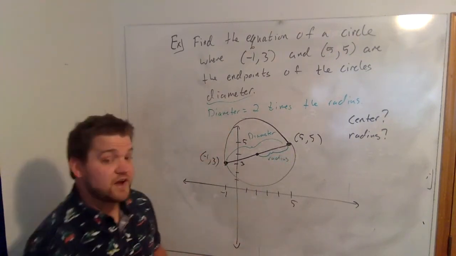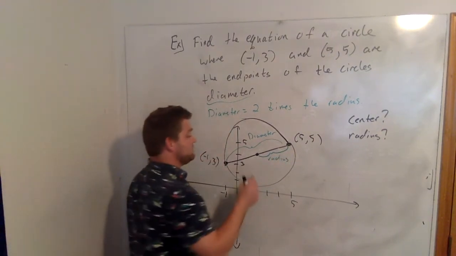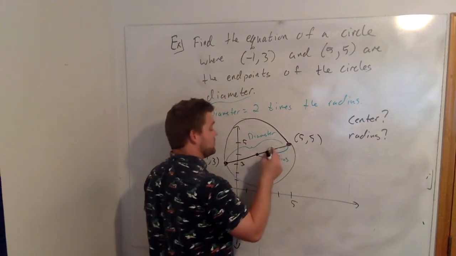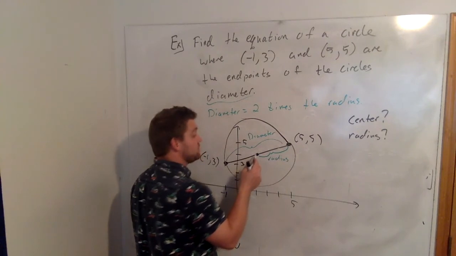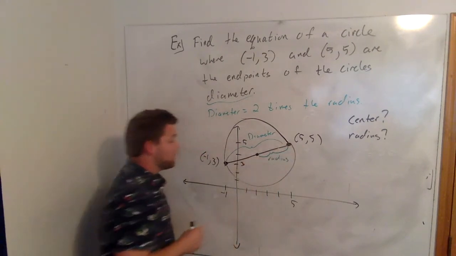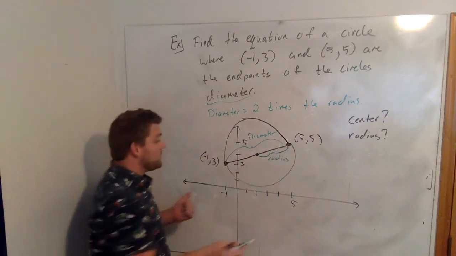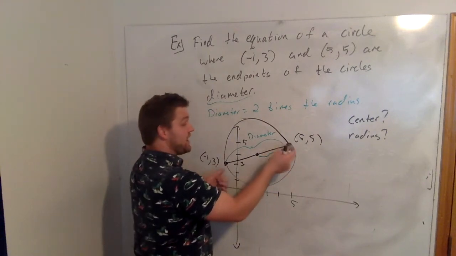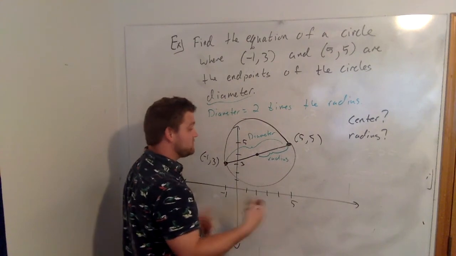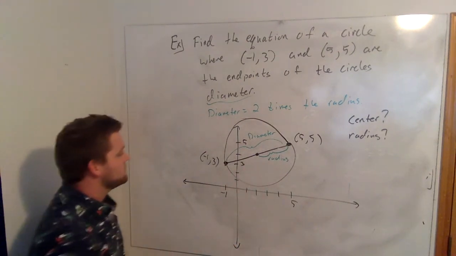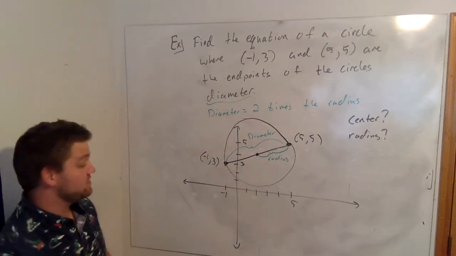So we could maybe first figure out the center and then figure out the distance between the center and one of these 2 points. That might be a good thing to do. Or we could find the length of the diameter using the distance formula and cut that in half. We could then figure out the radius, and then we would still need to figure out the center. Either way, we are going to need to figure out what the center is.